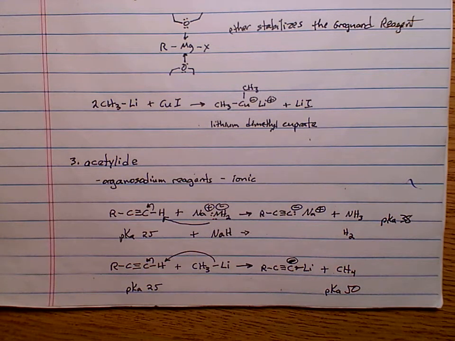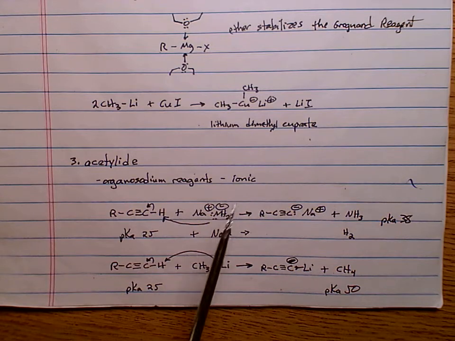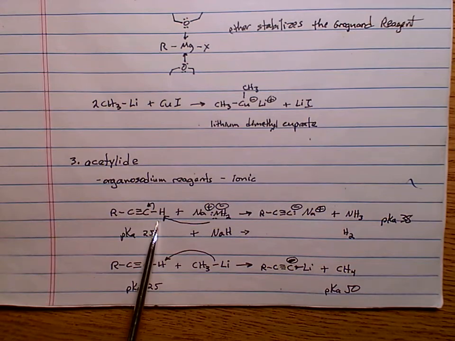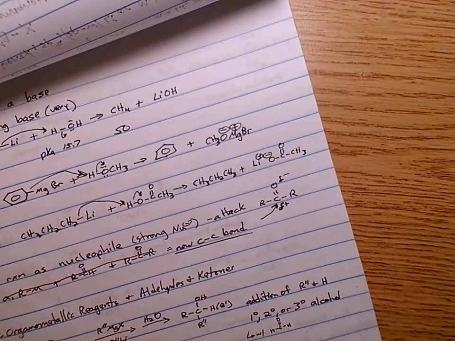So we learned about these organosodium reagents, especially these metal acetylene reagents, because of the relative acidity of that hydrogen. We learned about that as just a simple acid-base reaction in chapter 2.